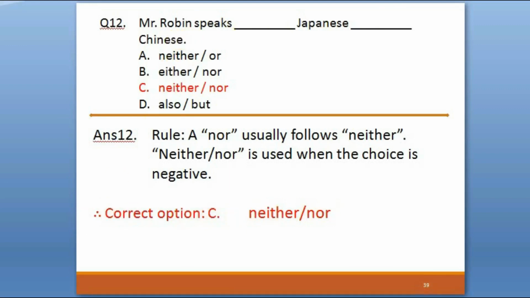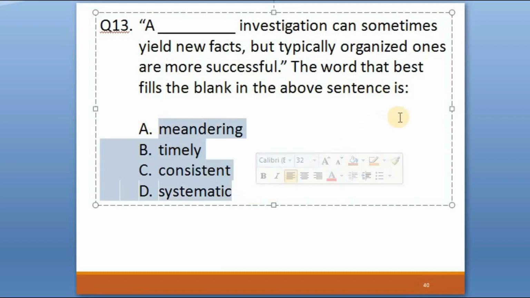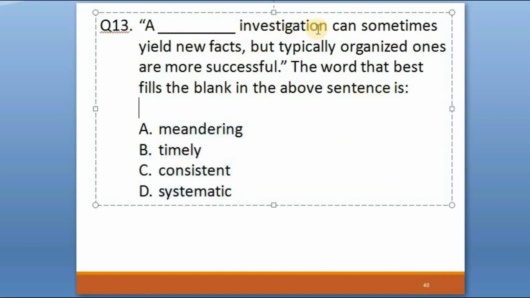Now let's move to the next question. Question 13. A dashed investigation can sometimes yield new facts, but typically organized ones are more successful. The word that best fills the blank in the sentence is, so we have to find the correct option. Now what he is saying is that an organized approach always gives good results and is successful, but a dash investigation can sometimes yield new facts.